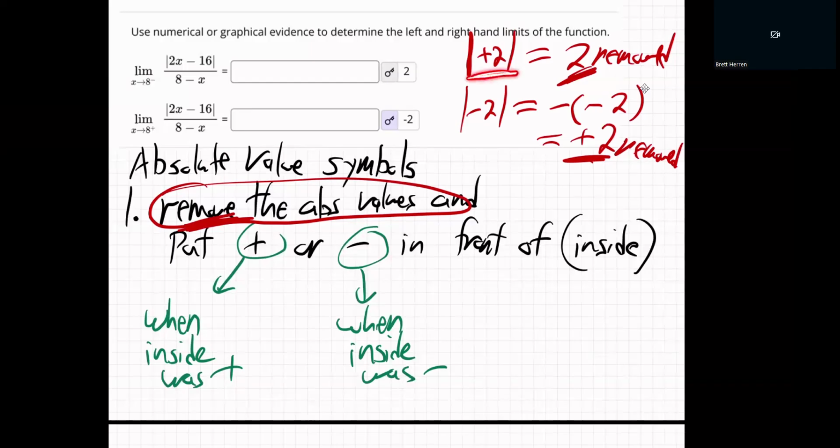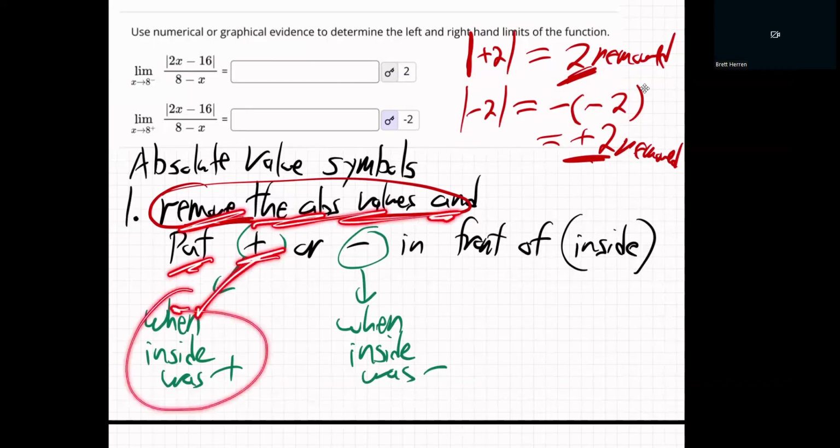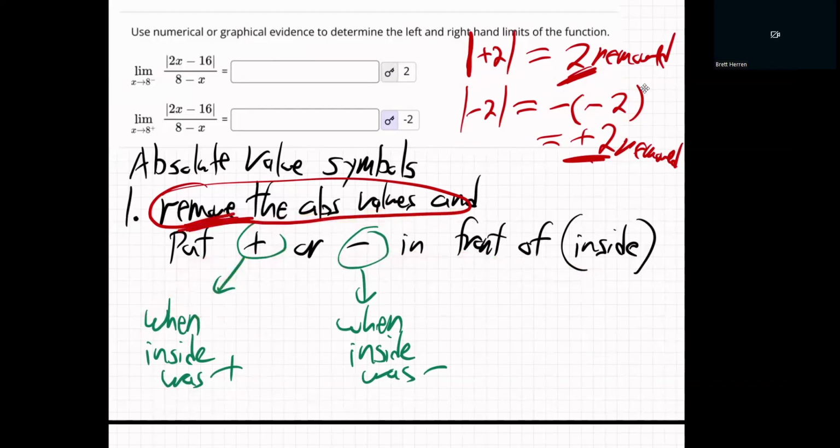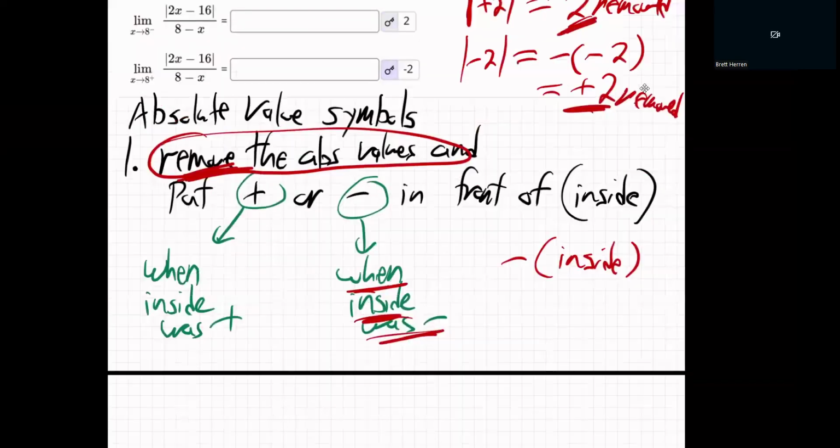Just think about numbers. What do you do with the absolute value of two? Well, you do nothing. What do you do with negative two? You put another minus in the front because the inside was negative. So another minus, two minuses make it plus. That's what I'm saying here. Remove the absolute values and put either a plus in the front when the inside was positive or a negative in front of the inside. So you're going to go negative when the inside was negative because that way, like right here, two negatives will make positive. Okay, so there's the deal.